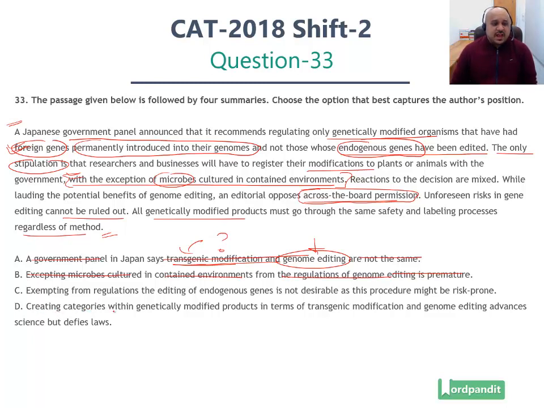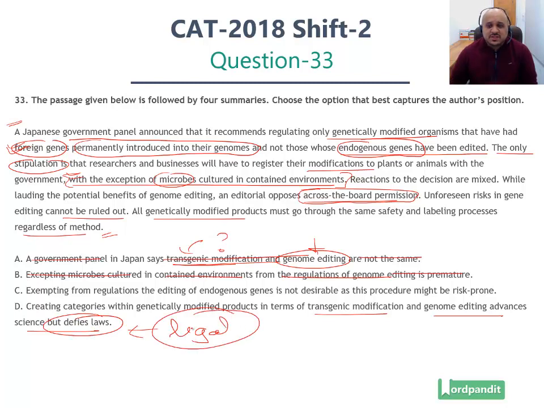Option number D, creating categories within genetically modified products in terms of transgenic modification and genome editing advances science but defies laws. The problem is there is no mention of the legal aspects. There is no mention of laws. It's about safety. So the legal aspect has not been mentioned, hence ruled out.